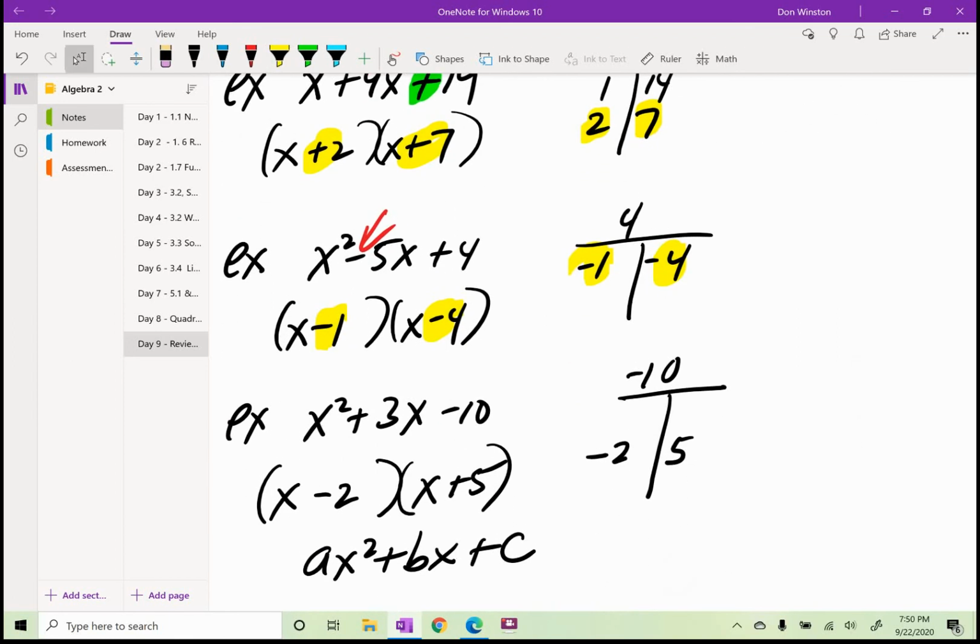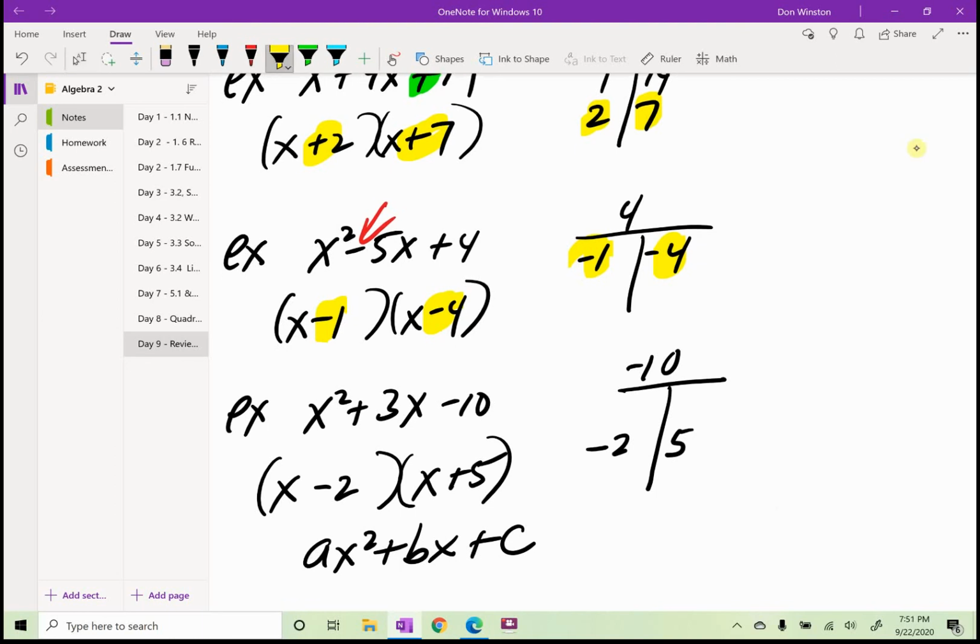Next one here. So x squared plus 3x minus 10. So again, I'd say, what are factors of negative 10 that add up to 3? Well, that's negative 2 and a positive 5. Negative 2 plus positive 5 gives you a positive 3, and that's what you want. So when I factor that, that's x minus 2 times x plus 5.